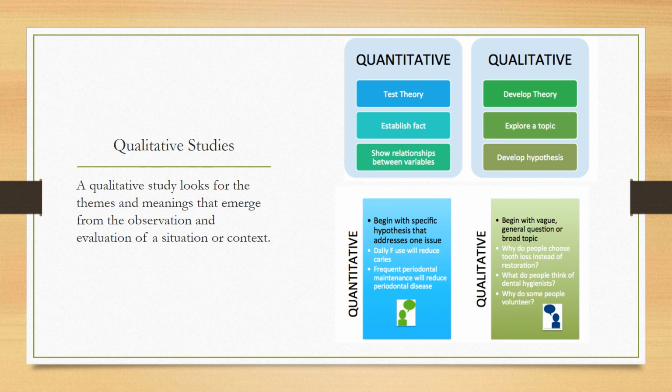So a qualitative study begins with a vague or general question or broad topic, and questions such as why do people choose tooth loss instead of restoration? What do people think of dental hygienists, and why do some people volunteer? So they're more open-ended questions. Quantitative begins with a specific hypothesis that addresses one issue. So daily fluoride use will reduce caries. Frequent periodontal maintenance will reduce periodontal disease. So that just gives you an idea.